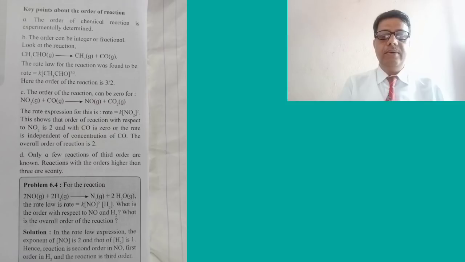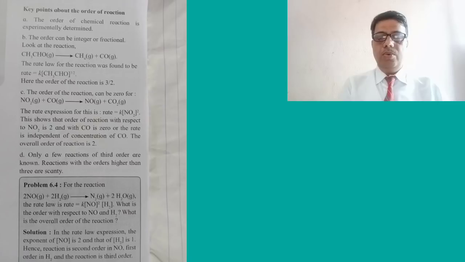Here experimentally we find the rate law for the reaction to be rate equals k into the concentration of CH3CHO, the aldehyde, raised to 3/2. Here the order of the reaction is 3/2. This is an example where the order of the reaction is a fraction.